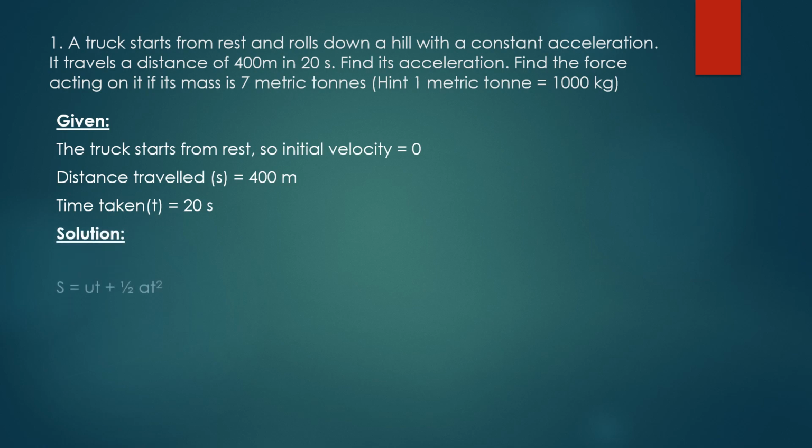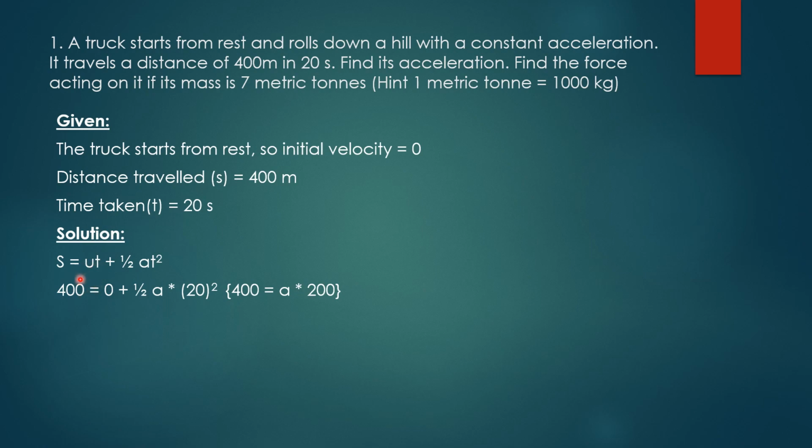We'll see the solution now. First, we need to find the acceleration. We have the initial velocity, the distance and the time, and we need to find the acceleration. All these four physical quantities appear in the second equation of motion, s is equal to ut plus half at square. Now we need to substitute the values. The value of s is 400 meters.